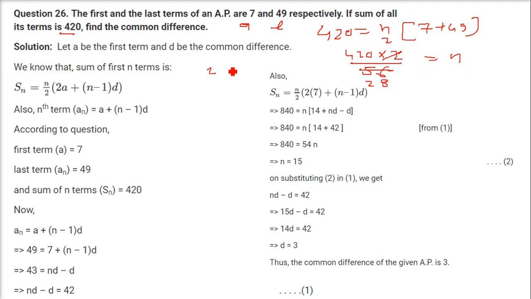So n, if you see, is 420 into 2 by 56, that is 840 by 56, which is 15. So n is 15. This is how you can find n.